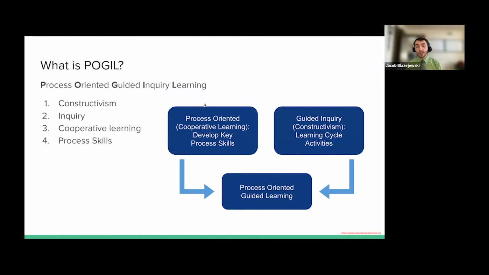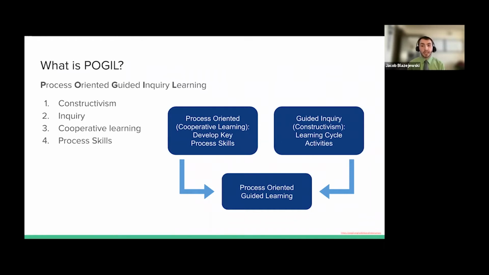So to start off, what is POGIL? The lovely acronym POGIL stands for Process-Oriented Guided Inquiry Learning. At its core, it's really a way of combining two highly interactive teaching philosophies. There are four tenets that I have listed with the numbers here, but I think the graphic really does the best job of explaining the wide bird's-eye view of what POGIL is.